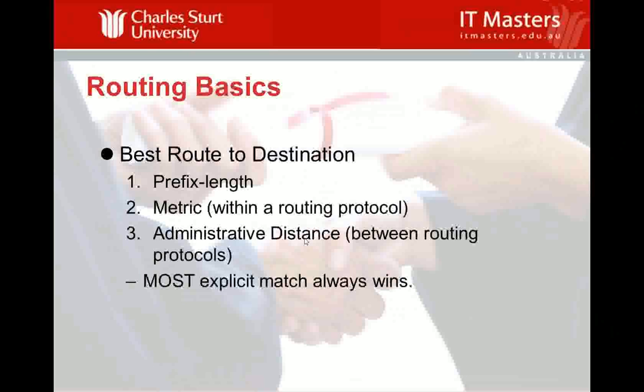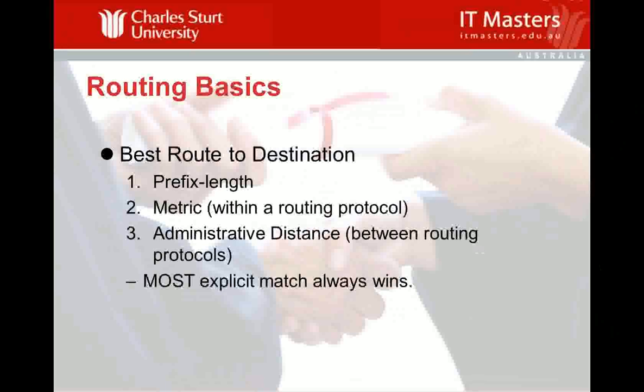Okay. So as we said, routing basics. A router will always choose the best route to a destination. Okay, so what does that mean? So as I said before, we look at prefix length, we look at metric within the routing protocol, and we look at administrative distance, which is the trustworthiness of a particular routing protocol. Because you can have routers where you might have three or four different dynamic routing protocols running at the same time, and we'll have a look at that a little bit later on as we build our lab up.